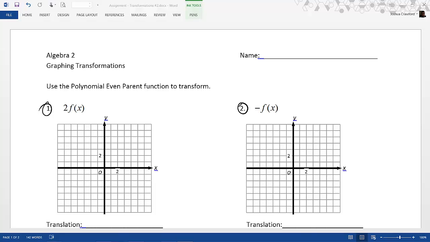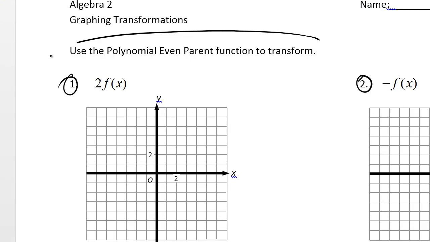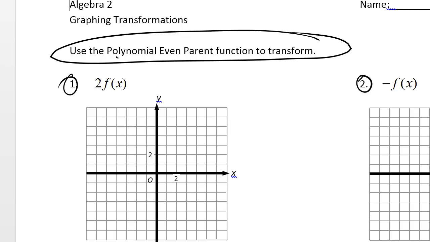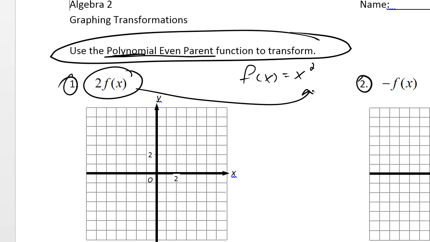Okay, so for number 1, we have 2f of x. Well, actually, for the entire first page, we're going to be using the polynomial even parent function. So f of x equals x squared, or I guess more likely the quadratic parent function, okay? And we're going to be using our transformation here to transform that function, okay? So we have a 2f of x. So we have a graph, and we're transforming our quadratic parent function.